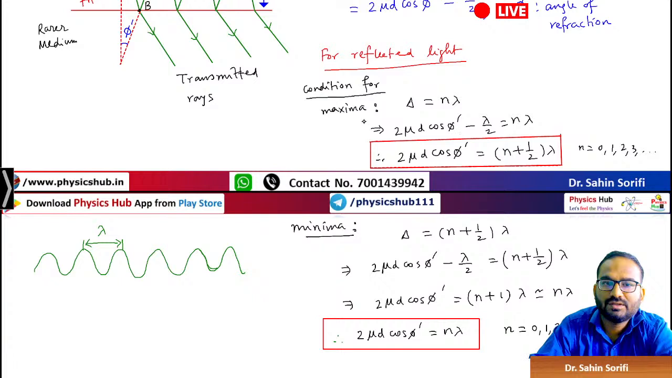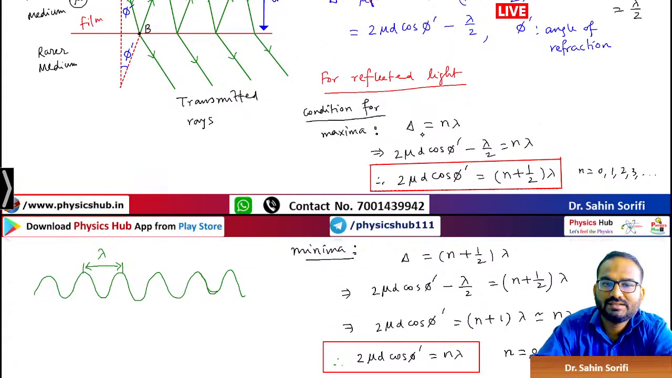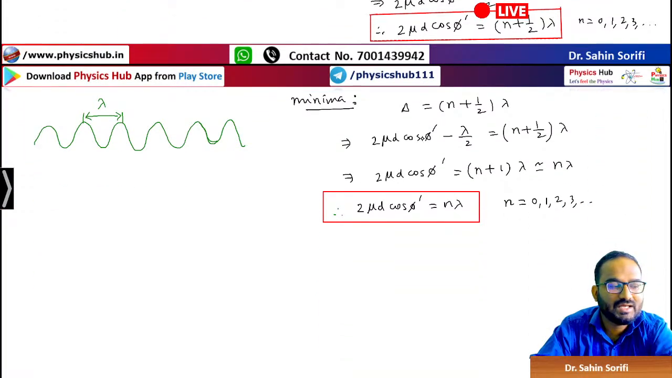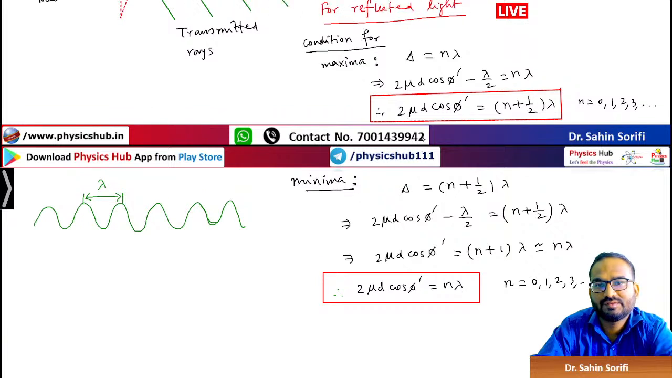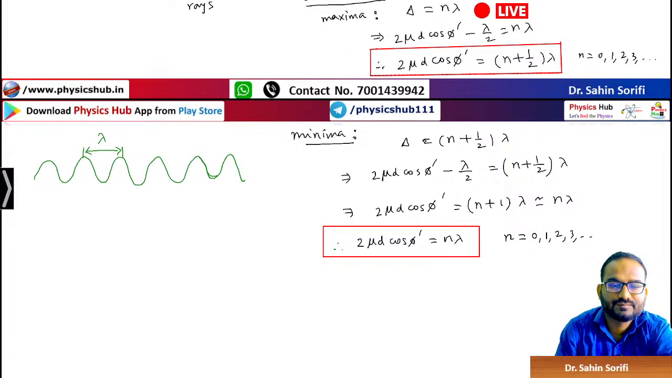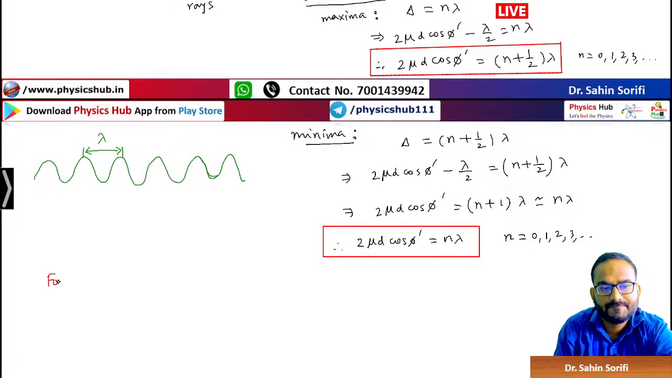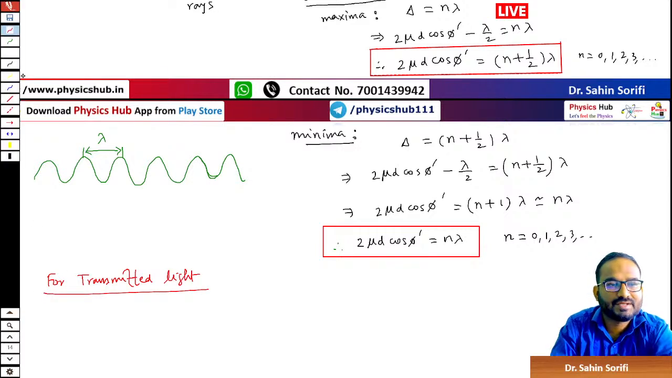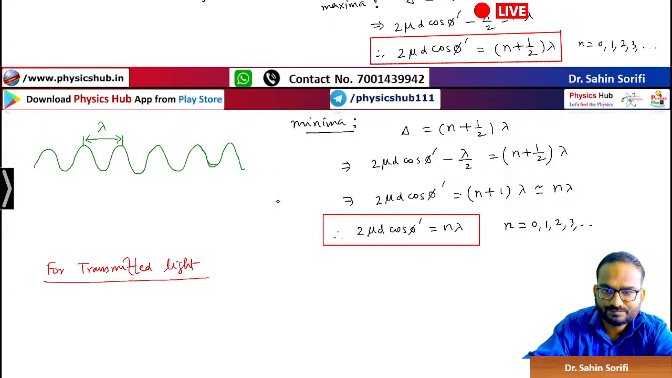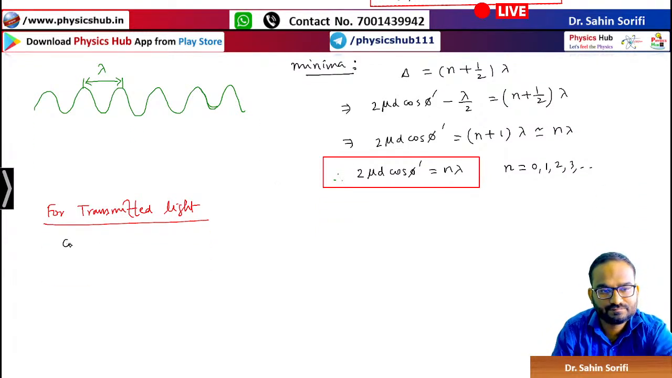Now what will be the condition for transmitted light? For transmitted light, this will be just opposite. We are not going to derive that. We will just write the condition for maxima and minima for transmitted light.